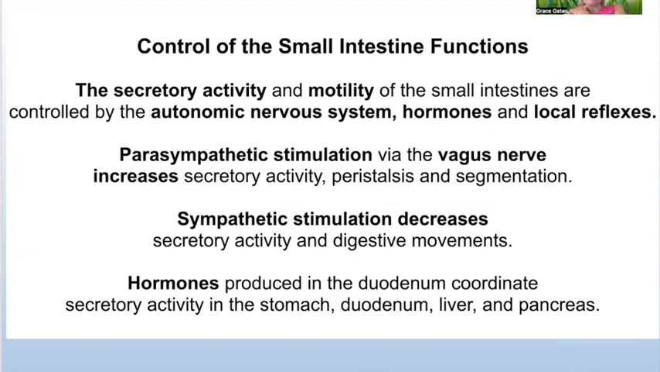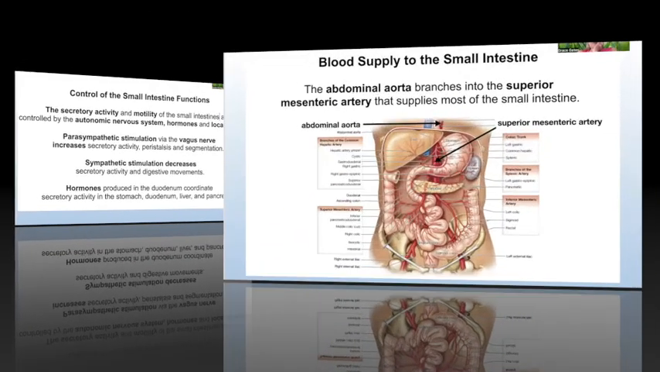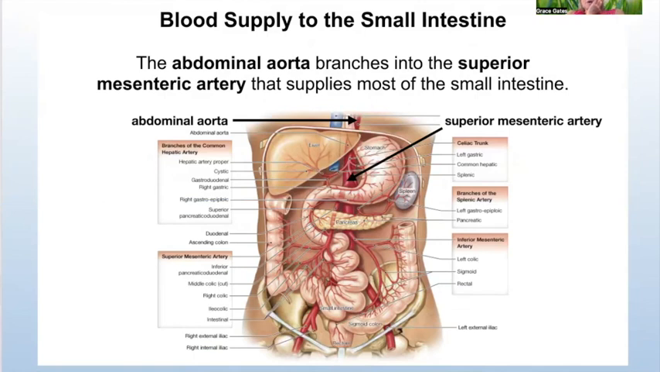That will all make sense when we talk about the central location of the duodenum. It's attached to the stomach and also through ducts to the liver and the pancreas. The blood supply to the small intestine is mostly from the superior mesenteric artery.